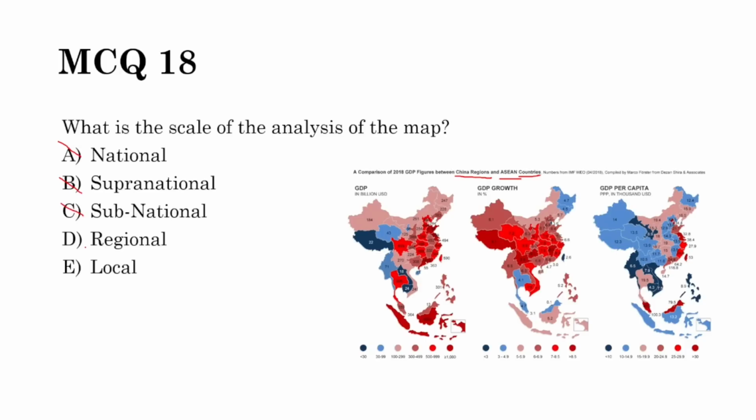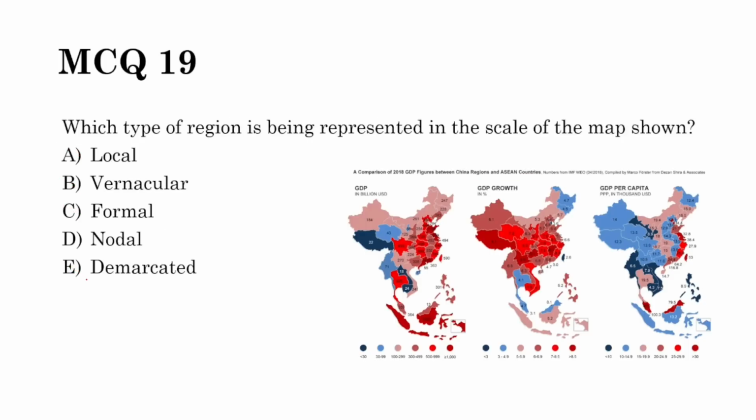What about regional? We could say regional is a good answer. We're looking at different regions within China. And yes, we are looking at different countries across the Southeast Asian region. However, we could say that countries are considered regions. Countries are formal regions. So that makes regional the correct answer here. And local is also ruled out for the same reason subnational is ruled out, because that's looking at data within the countries, like a city or a town. And we don't have that kind of information at this scale.